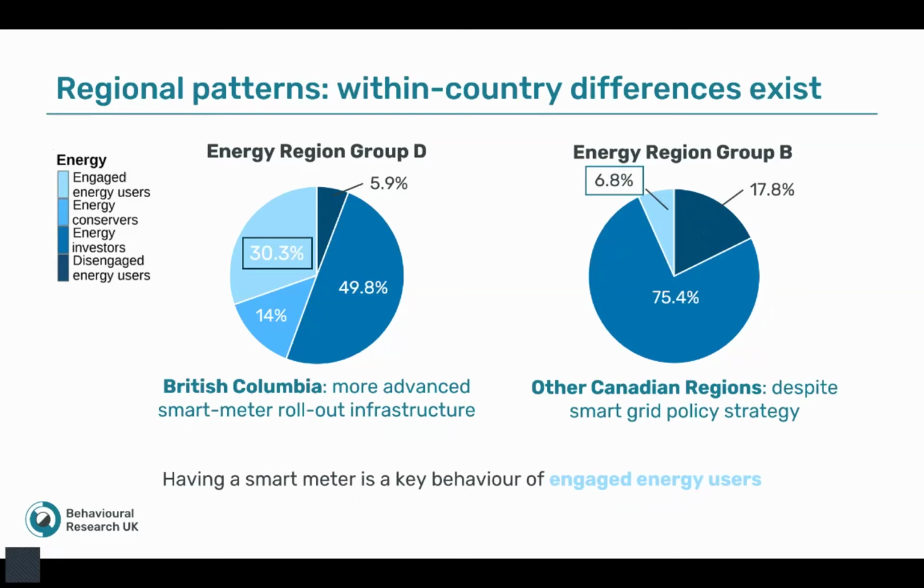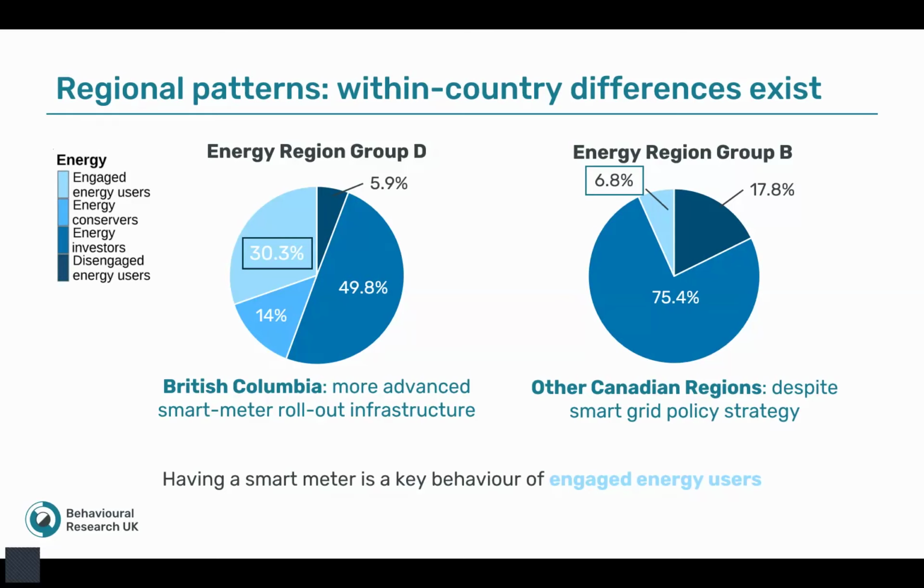If you look at the within-country comparison, we also observe some within-country differences, and they are aligned with the contextual differences documented in the existing literature as well. Here, British Columbia, again we are still using the energy example and focusing on smart meter adoption. British Columbia is in energy region group D. Again, they have 30.3% of engaged energy users. In comparison, other Canadian regions are mostly found in region group B. They have only 6.8% of such engaged energy users.